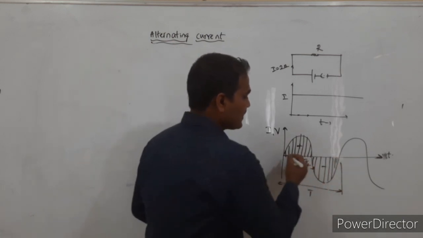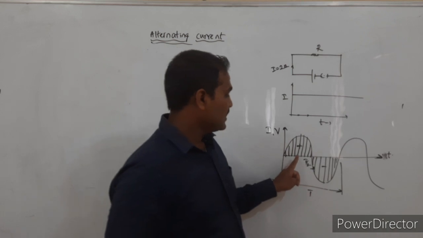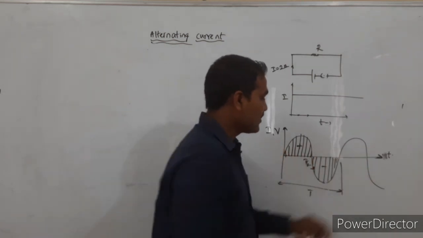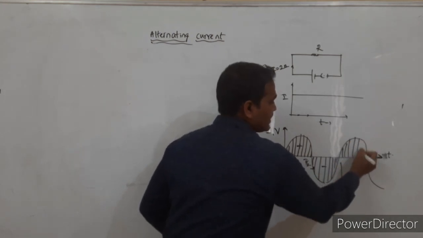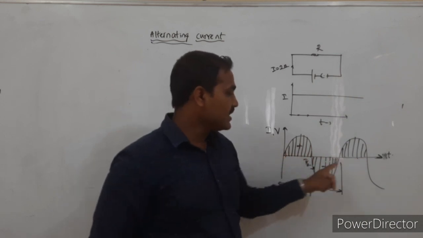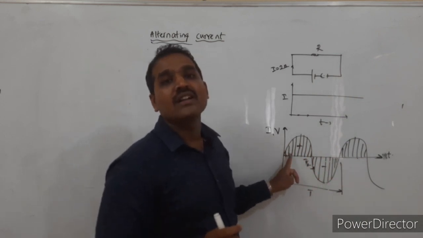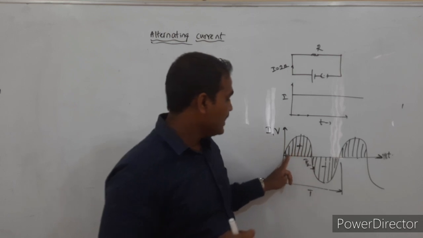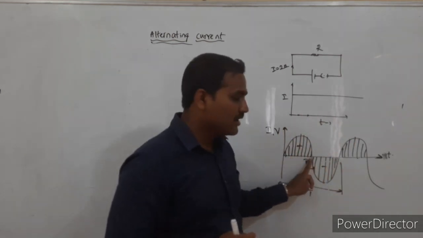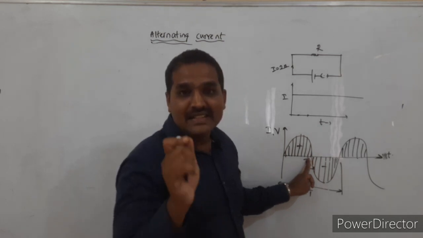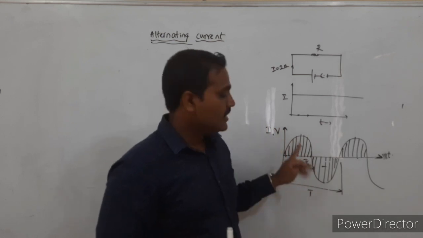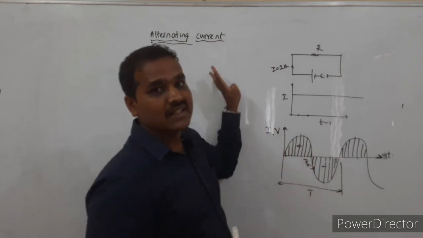From this we can clearly observe that in alternating current, the magnitude of the current changes with time. Here also the current increases, then decreases, and the cycle repeats. So in alternating current, the magnitude of the current or voltage changes with time, and it also changes its direction after half of the cycle. That is the basic definition of alternating current.